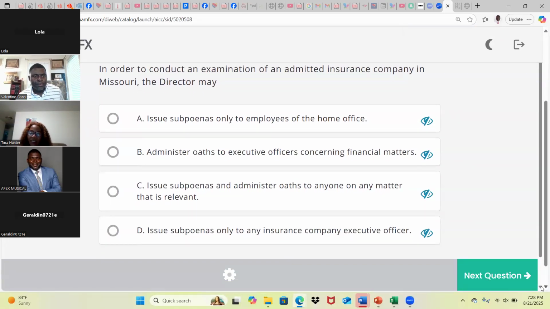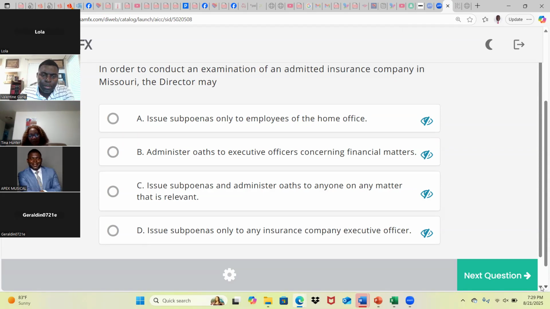In order to conduct an examination of an admitted insurance company in Missouri, the director may: A, issue subpoenas only to employees of the Home Office; B, administer oaths to executive officers concerning financial matters; C, issue subpoenas and administer oaths to anyone on any matter that is relevant; D, issue subpoenas only to any insurance company executive.